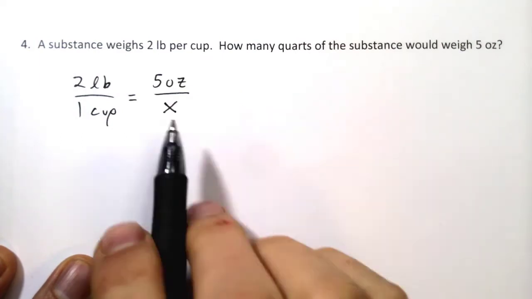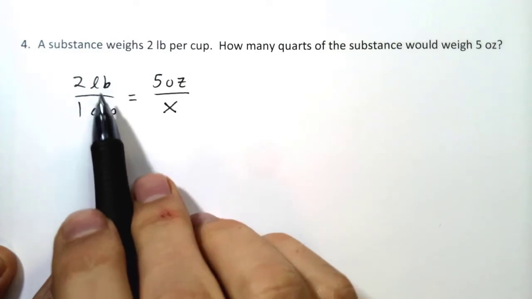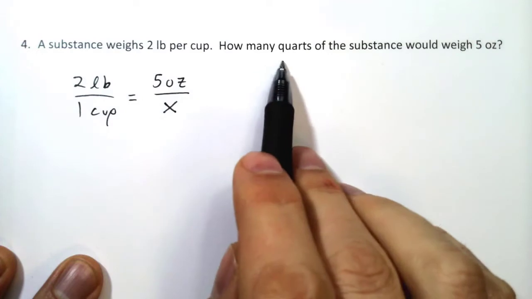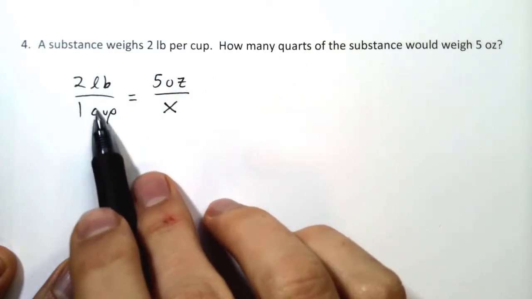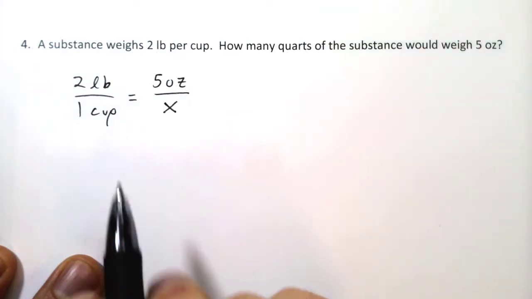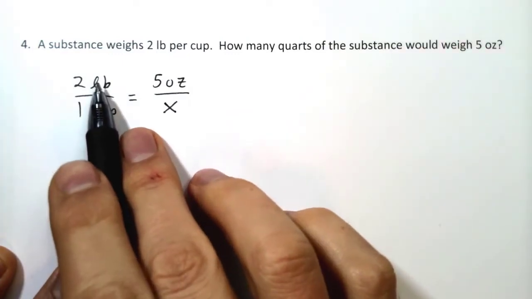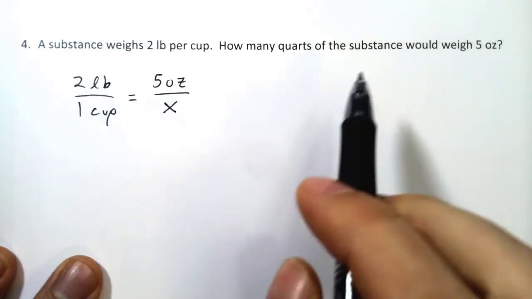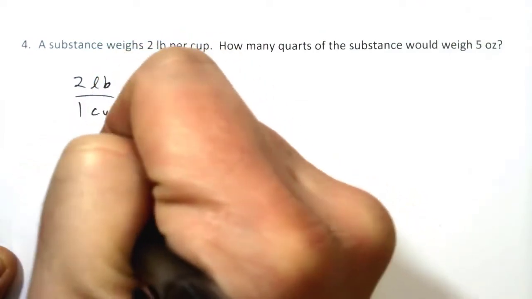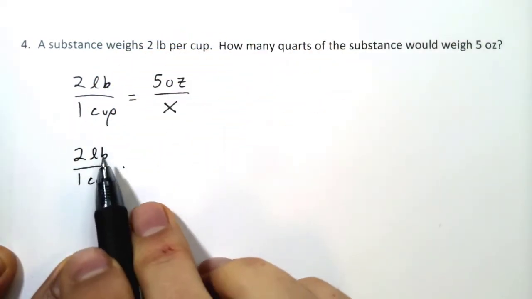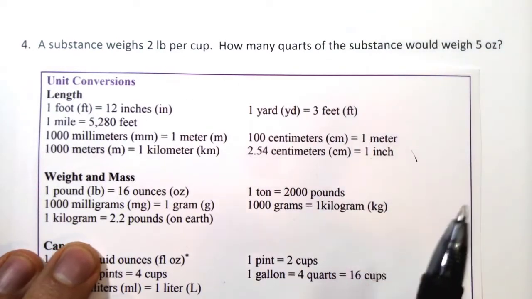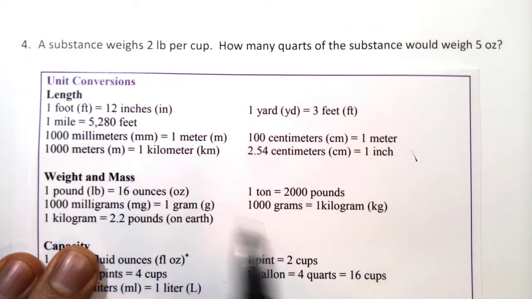Okay. So to get at this, what we need to do is we need to get the left-hand side to be in terms of ounces, right? And what we want is the denominator to be in terms of quarts, because we want to determine x in terms of the quarts. So that's what we're going to do, is we're going to convert 2 pounds per cup into ounces per quart. So let's go ahead and do that. So I need to convert the pounds to ounces. How can we do that? Well, if we look at our chart, we see that 1 pound weighs 16 ounces.